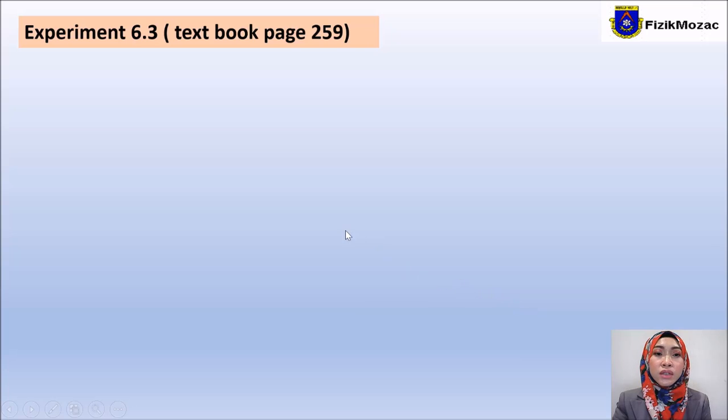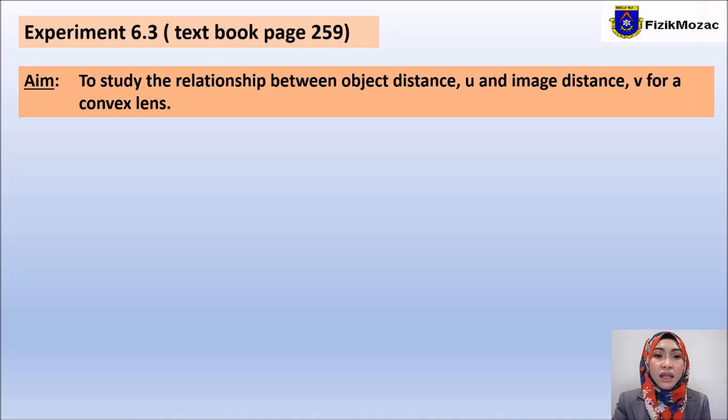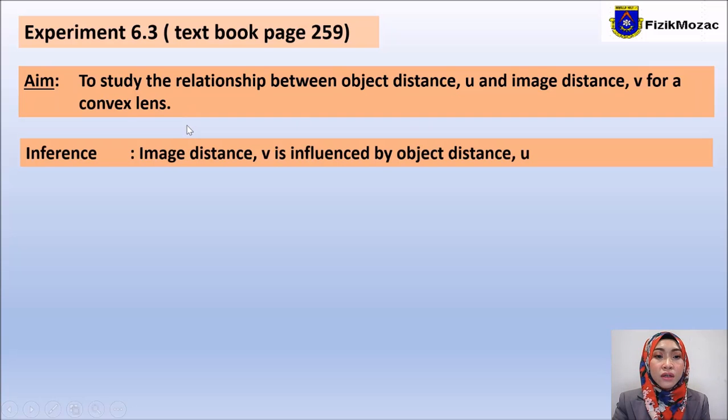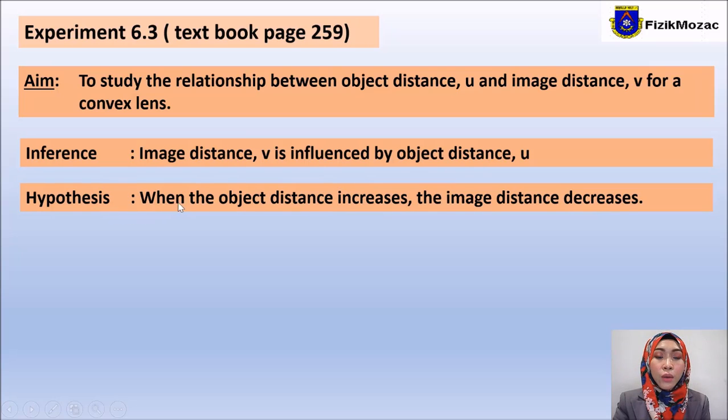Now, we are going to discuss experiment 6.3. You may refer to your textbook, page 259. The aim of the experiment is to study the relationship between the object distance u and image distance v for a convex lens. The inference is that image distance v is influenced by the object distance u. The hypothesis is that when the object distance increases, the image distance decreases.